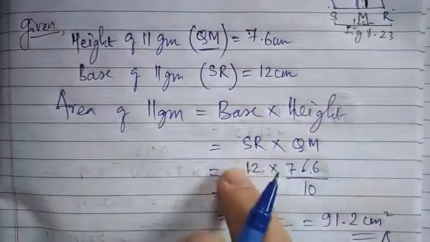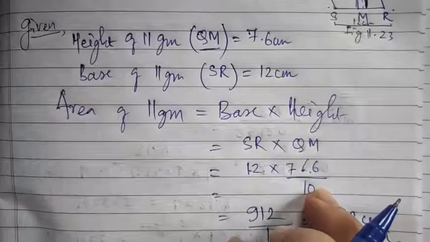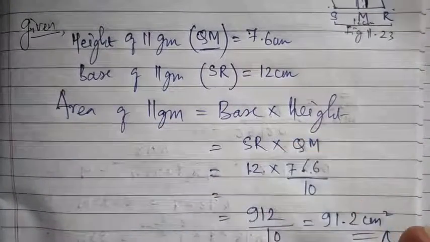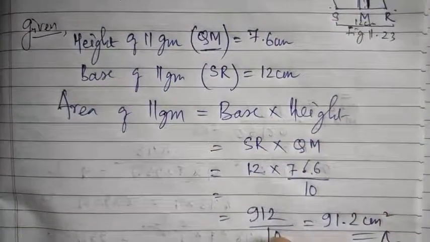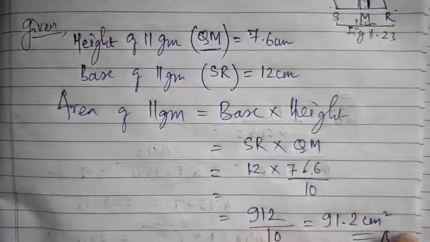Or you may cut also: 2 sixes are 12, 2 fives are 10. Now 5 cannot divide, so you have to multiply. So this will be question number 5, part A.